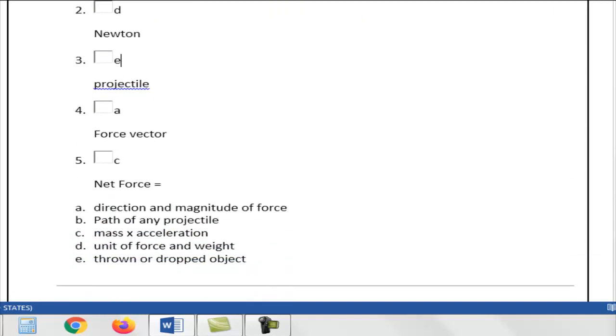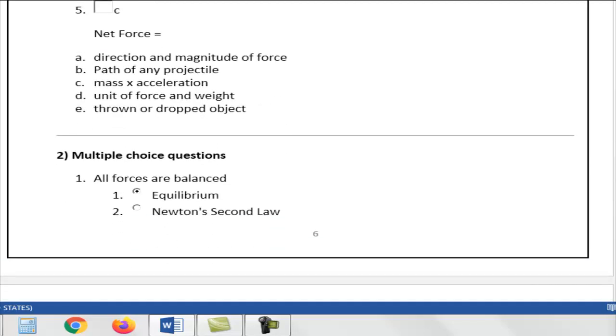Number 2, Newton. The Newton is the unit of force and weight. Number 3, projectile. Yeah, it will be thrown or dropped object. So number 3, projectile, it will be E. Number 4, force vector. Force vector, it will be direction and magnitude of force. Let us see number 5, net force. Yeah, net force, it will be mass by acceleration.